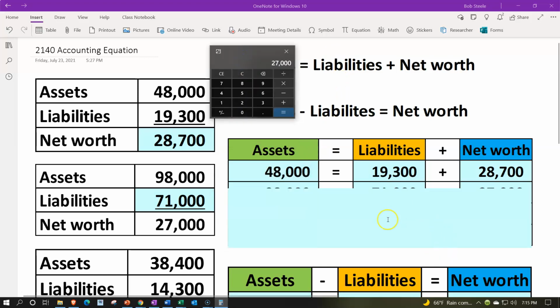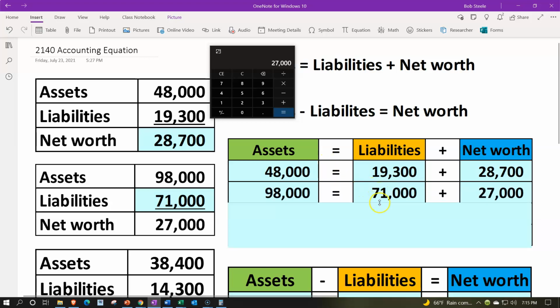You could see that same kind of calculation if you write it out this way: assets equal liabilities plus net worth. This time the unknown would be the liabilities. So you'd have 98,000 equals X plus the 27,000. If you wanted to solve for X, you'd subtract 27 from both sides, which would result once again in 98,000 minus the 27,000.